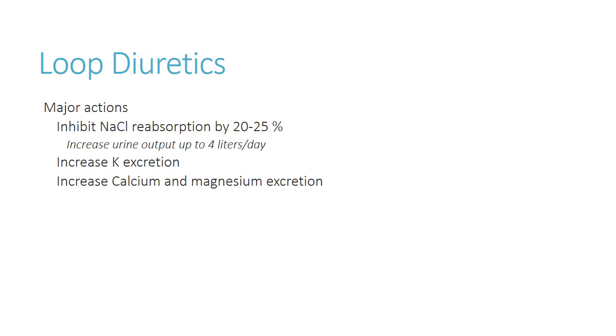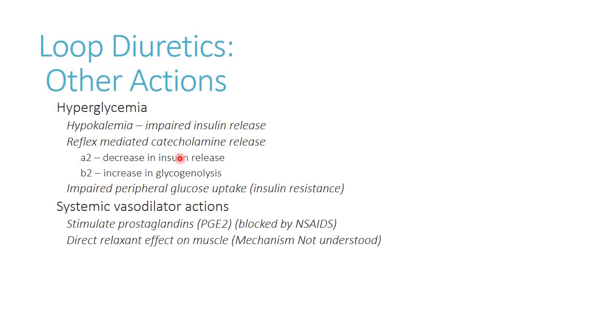That can put you more at risk for developing electrolyte abnormalities that we may have to replace later on. So, some other actions you can see here. Now, again, a lot of the side effects from these diuretics tend to be due to these reflex responses that you'll see in the renin-angiotensin system and in the sympathetic nervous system.